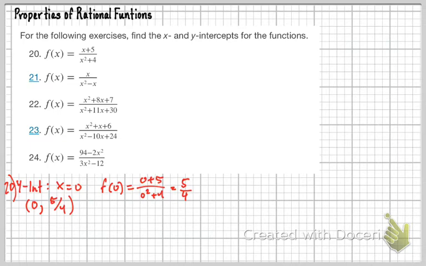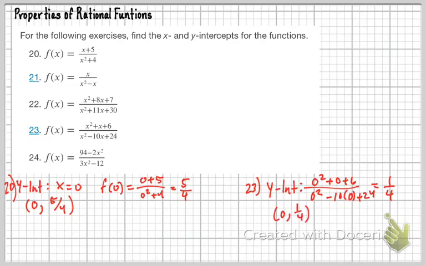Let's try a more fancy one now for that y-intercept. We'll try number 23. For that one, I just plug in 0 for my x. It doesn't matter how complicated it looks. That's just going to be 0 squared plus 0 plus 6 over 0 squared minus 10 times 0 plus 24. We get 6 over 24, which is 1/4. So my y-intercept is (0, 1/4). That's the first part of this.